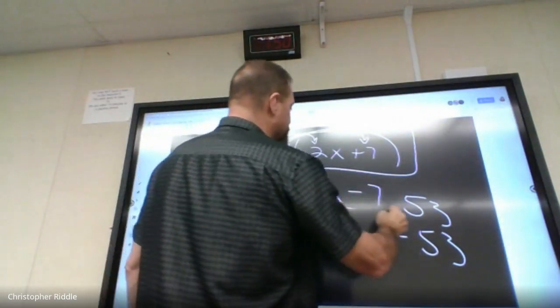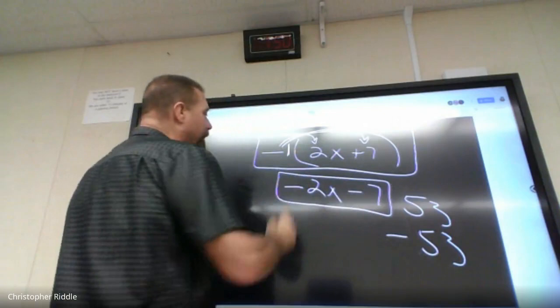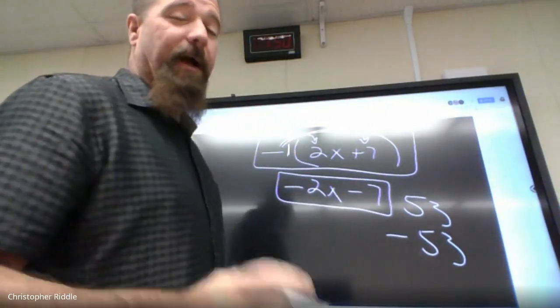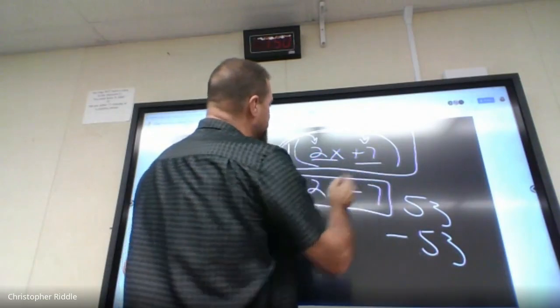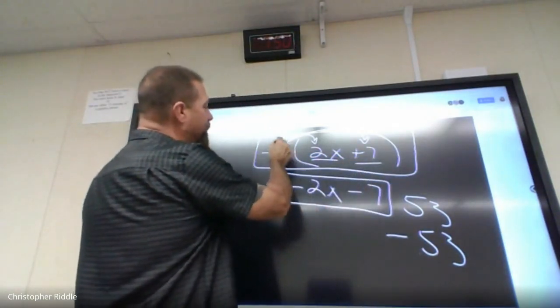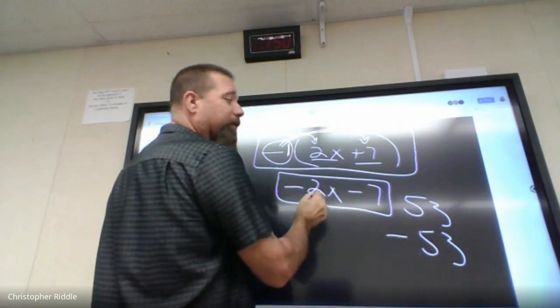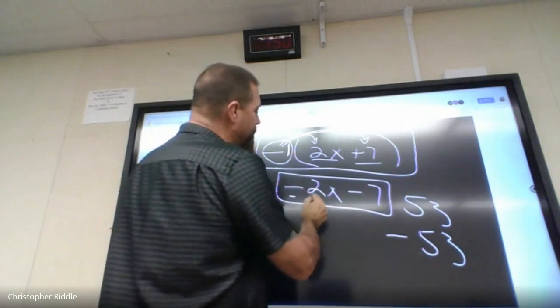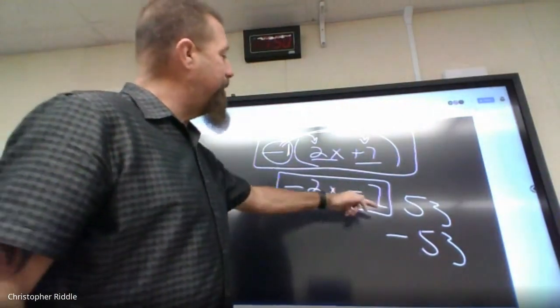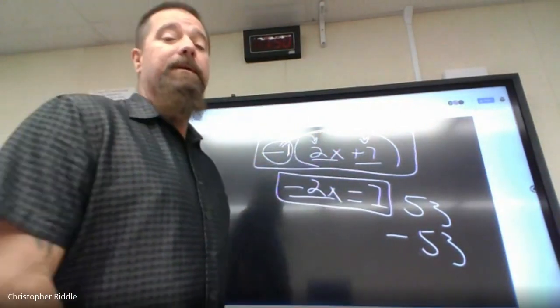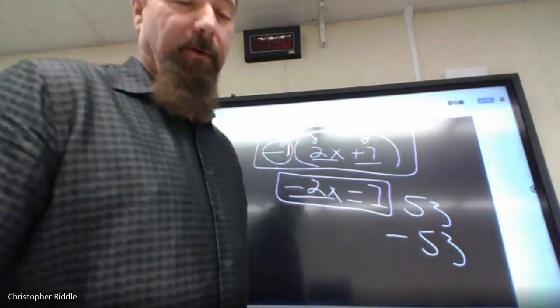Now this becomes our answer. And why is it the inverse? The opposite? Because up here we had positive 2x plus 7, but by multiplying our negative 1 outside through the term, we've made the opposite. We have negative 2x minus 7. Notice how negative 2x minus 7 is the opposite of 2x plus 7, correct? Yes. So it's really simple.